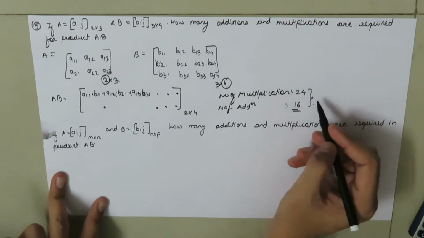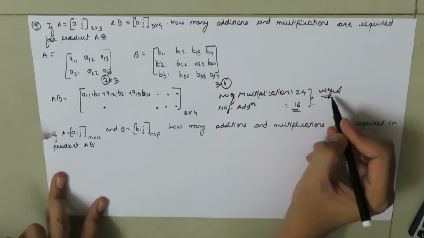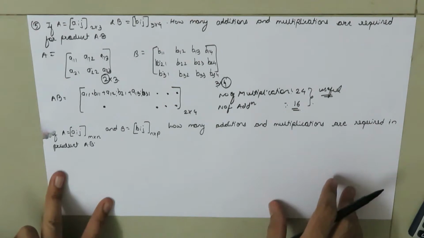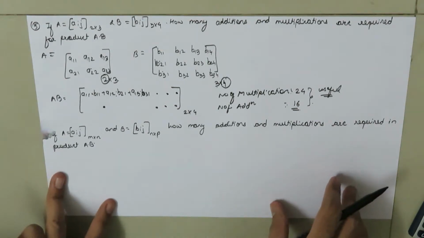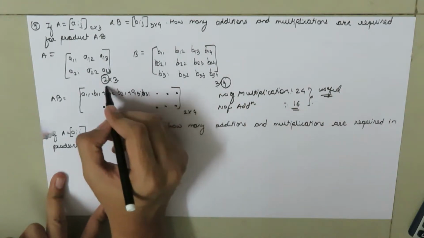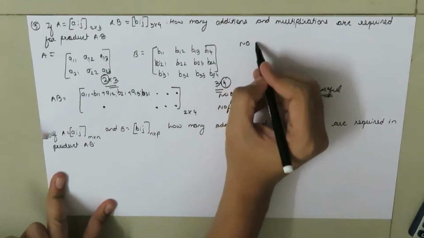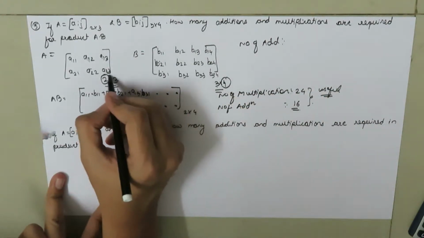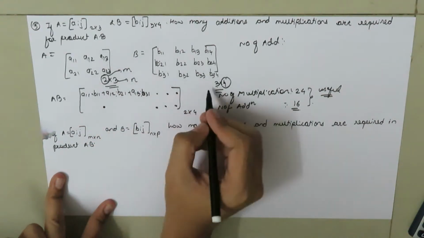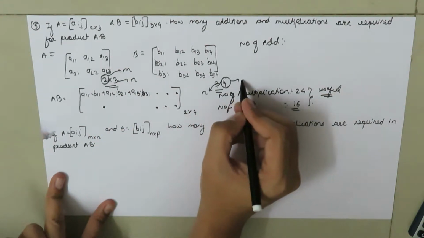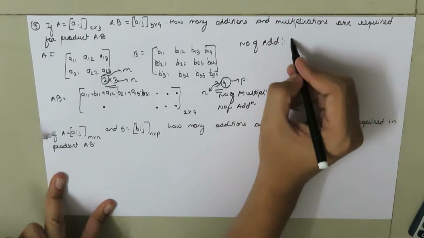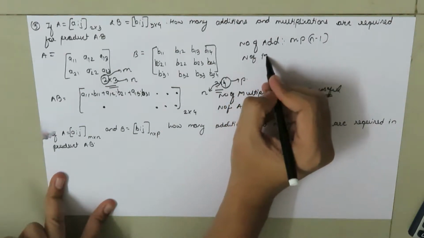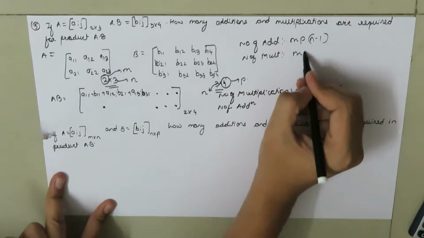But this process is useful when the matrix has a small number of rows and columns. But what if the matrix has a large number of rows and a large number of columns? Then, if we closely look at this matrix, let's name this m, this n, this n, and let's say this is our p. So the number of additions should be equal to m p times n minus 1, and the number of multiplications should be equal to m p n.